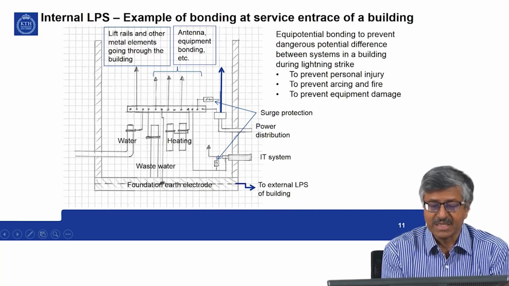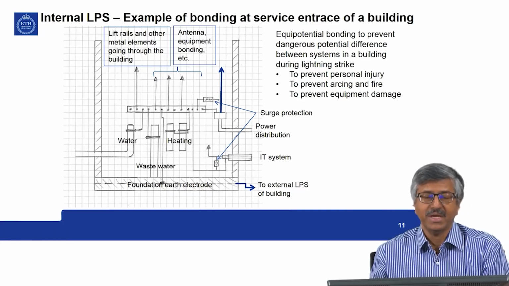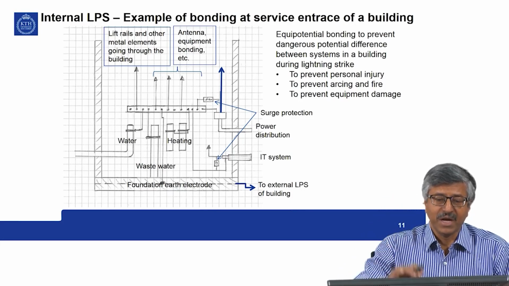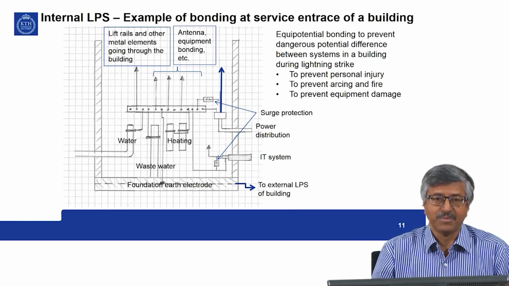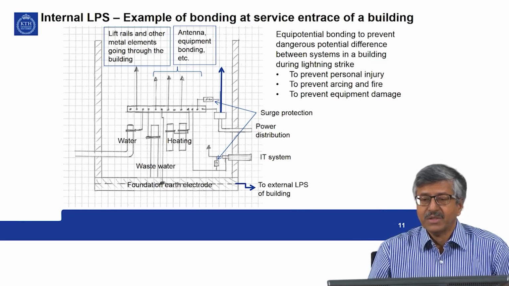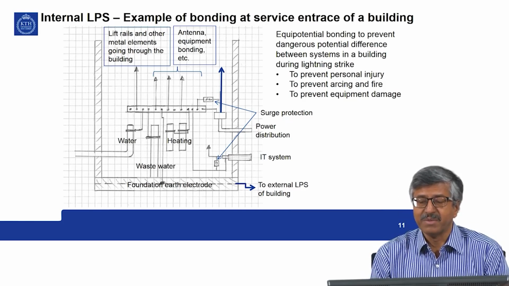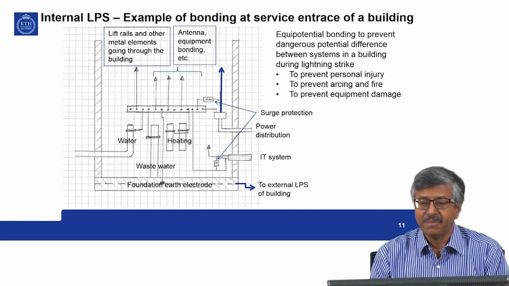Same thing with the IT system. So, during a lightning strike, everything inside this building rises up in potential at the same time and falls down in potential at the same time, so that there is no dangerous potential difference. So, equipotential bonding is to prevent dangerous potential difference between systems in a building during a lightning strike, to prevent personal injury, to prevent arcing and fire, and to prevent equipment damage.